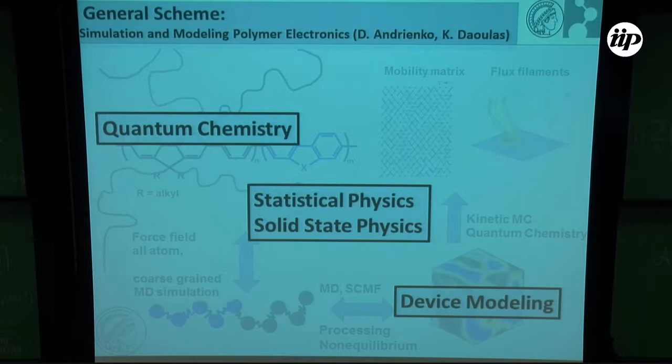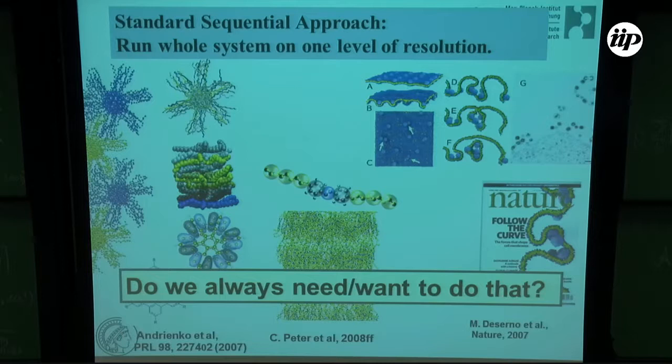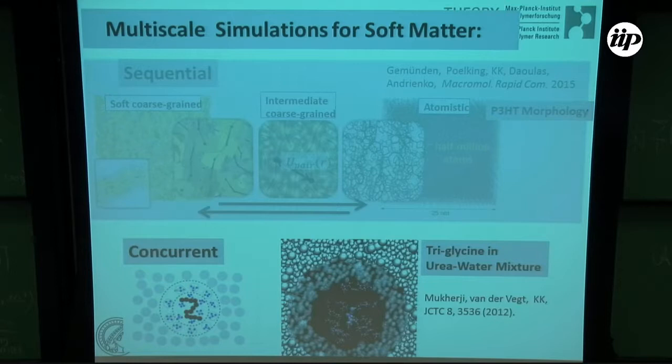And it is clear also that you can only do this when you have a team of people who are collaborating. The question, of course, now is, for many questions I'm looking at, do I really always need this whole system on one level and then run very big systems? Do we need that, or even do we want to do that? And that gets me to this point here.